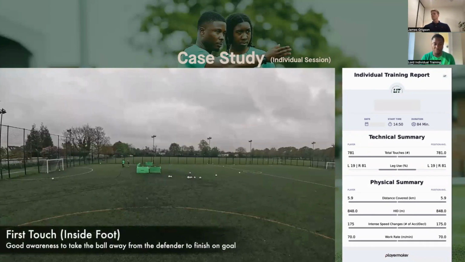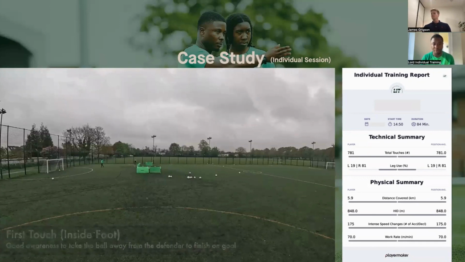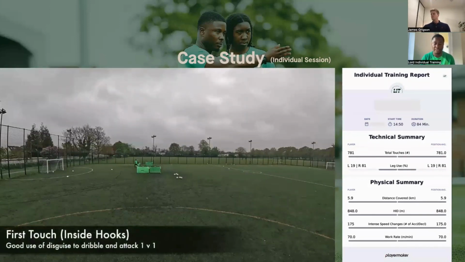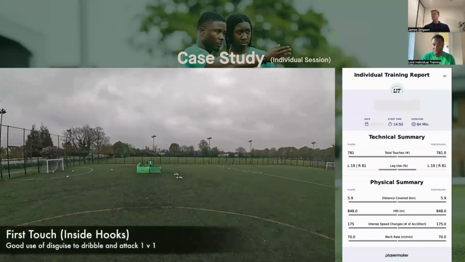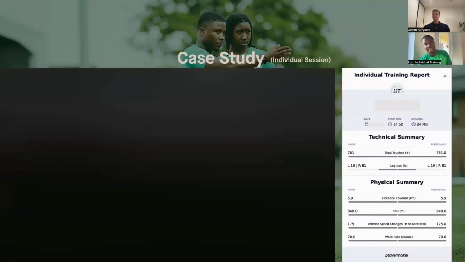And as a coach, we break down different parts of the training session in terms of what they have done really well, certain parts they wanted to work on, and whether we have hit their set outcomes. And then two, on the right-hand side, you can see a breakdown of their individual report, which has a range of different types of metrics linking with a technical and physical summary. So here's a breakdown of that individual session.